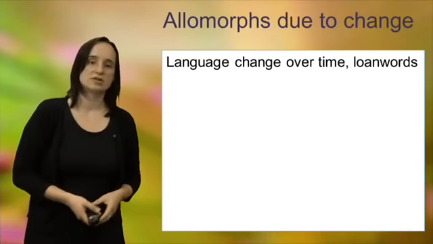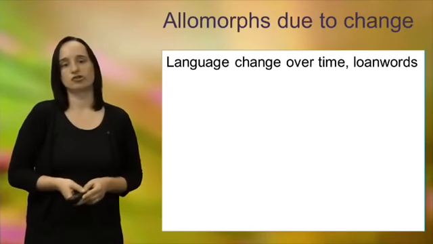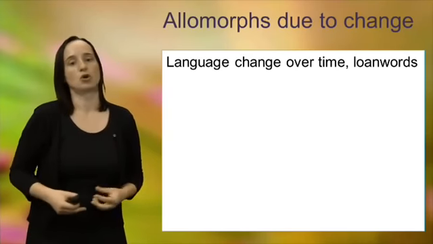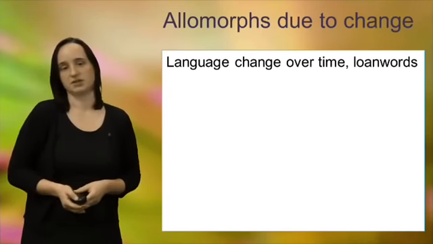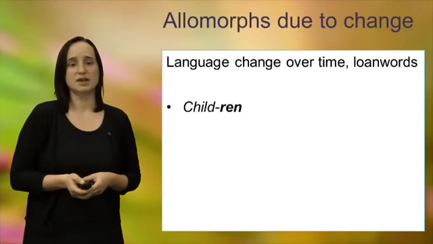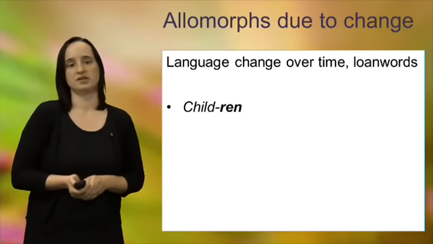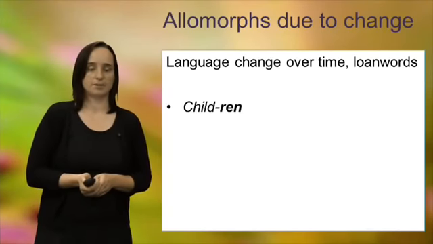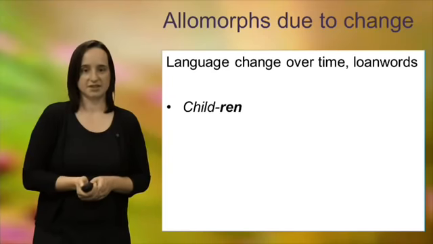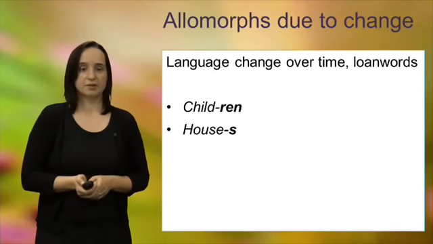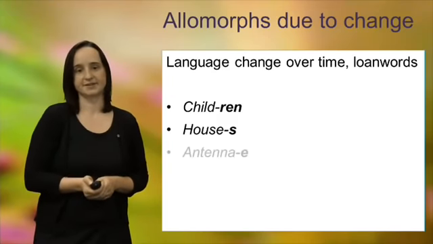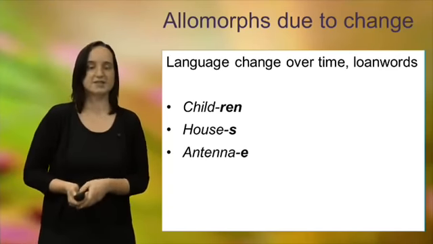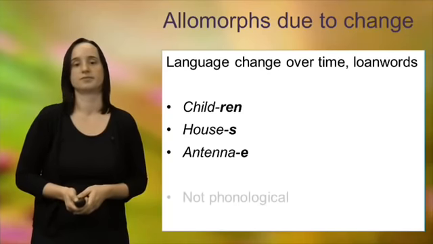And there are yet other allomorphs that have nothing to do with the phonological environment, but rather have something to do with language change. Now, language changes over time, sounds develop, but we also borrow words from other languages into English. And we have some allomorphy that is due to this type of change. So children, the plural of child, ends in ren. The plural of house ends in an s. And well, antenna is antennae. That's yet a totally different form of the plural.